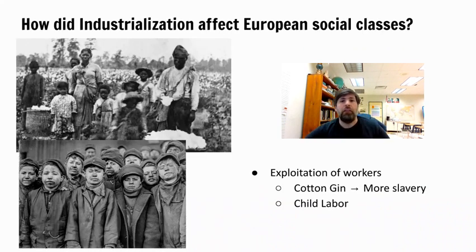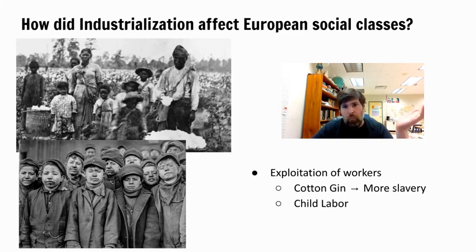Okay, how did industrialization affect European social classes? Well, a lot of industrialists exploited their workers. One example of this is during this time period, during the 19th century, Eli Whitney invented a machine called the cotton gin, which slavery in the Americas, both North and South, was on the way to dying out.